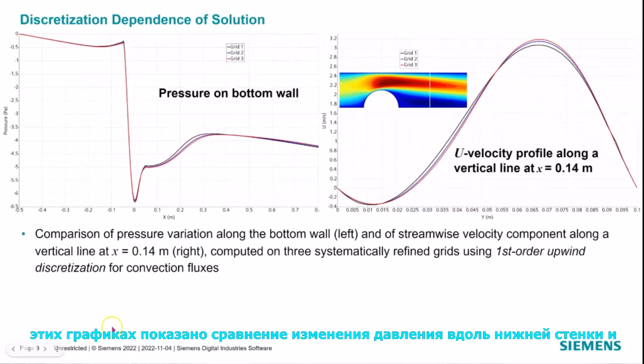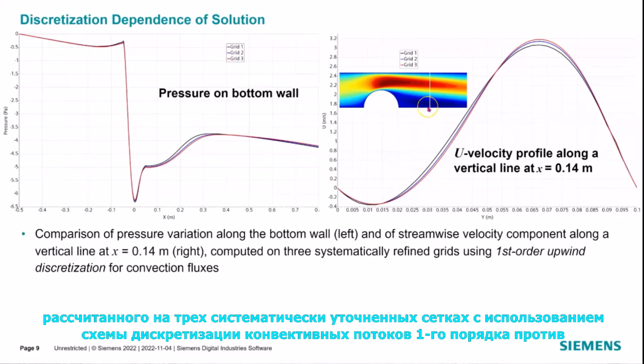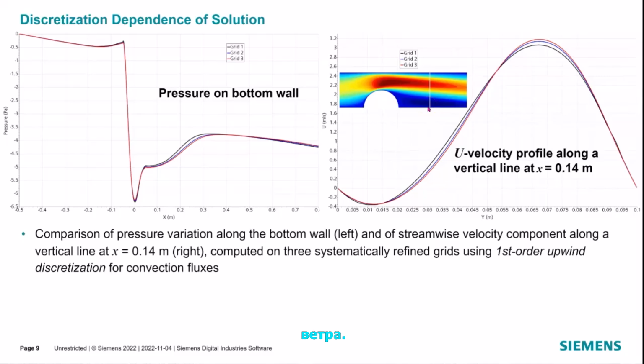These plots show the comparison of pressure variation along the bottom wall and of streamwise velocity component profile along the line at x equals 0.14 meters, computed on three systematically refined grids using the first-order upwind discretization scheme for convection fluxes.